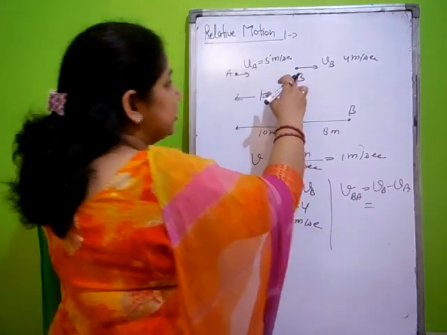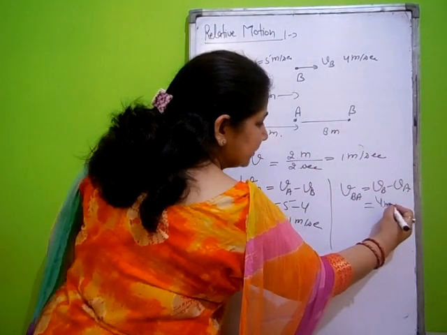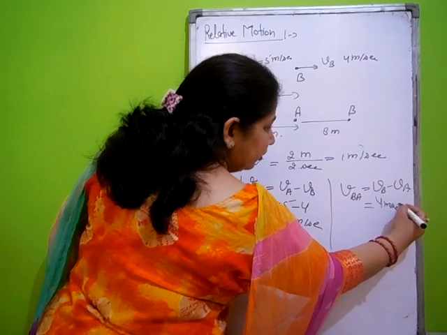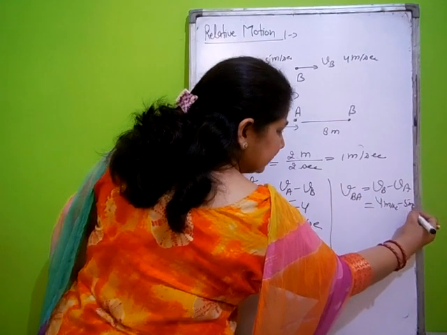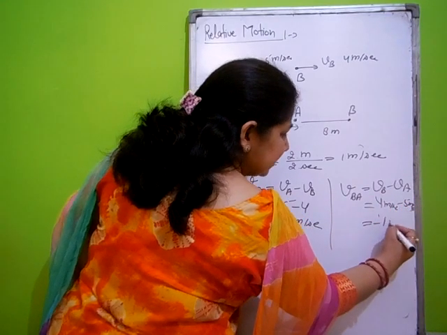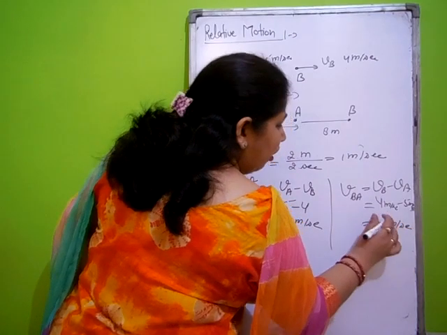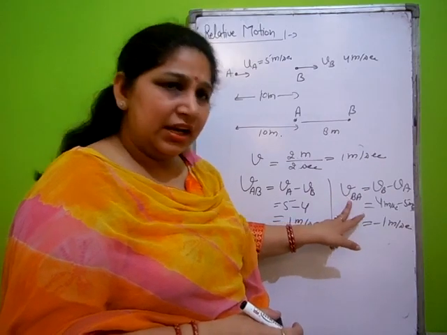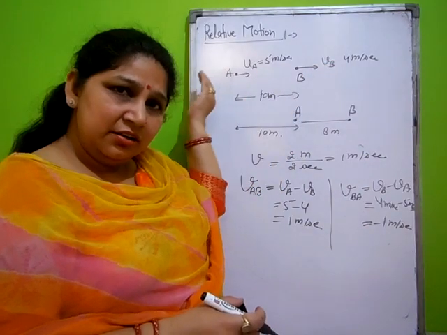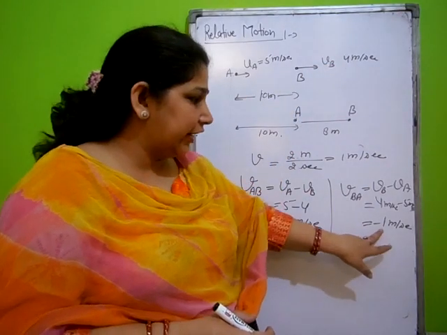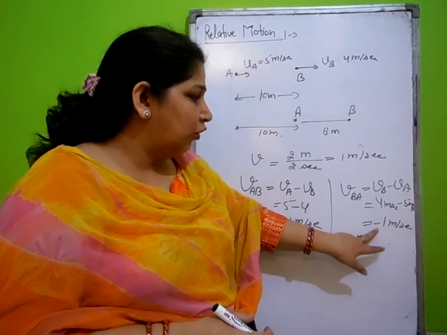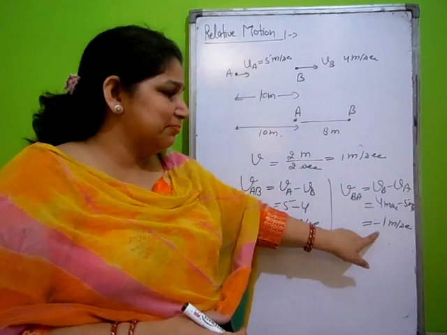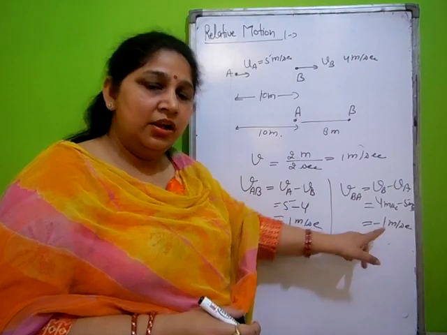What we have? VB is equal to 4 meter per second and this is 5 meter per second, means minus 1 meter per second. Got it? Means the object B moved towards the A with the rate of 1 meter per second. Who will say towards the A? This minus will say. Got it?